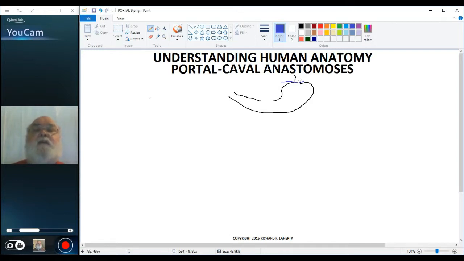supplying the esophagus all through its descent through the thorax. So the distal end of the esophagus, right here, has both caval drainage and portal drainage, and there is anastomoses between the portal and caval veins. So the esophagus is one location of portal-caval anastomoses.